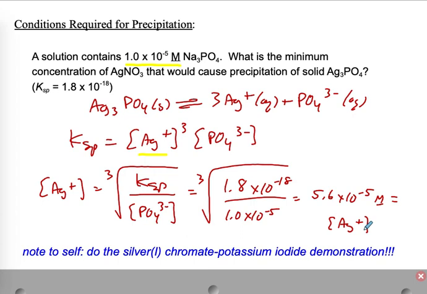So if my concentration of silver plus is below this value, 5.6 times 10 to the negative 5th, I will not have enough silver plus to satisfy the equilibrium condition, and I will not have precipitation. But once I reach that or exceed it, then I will have satisfied the equilibrium condition and precipitation will take place. That's pretty much it for chapter 6.